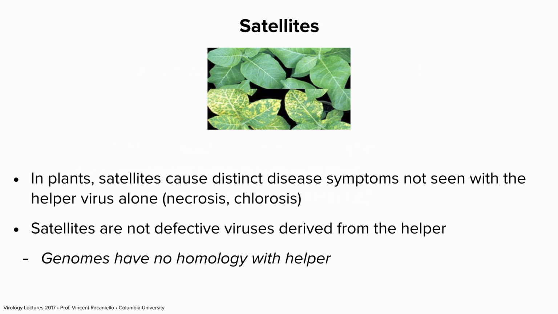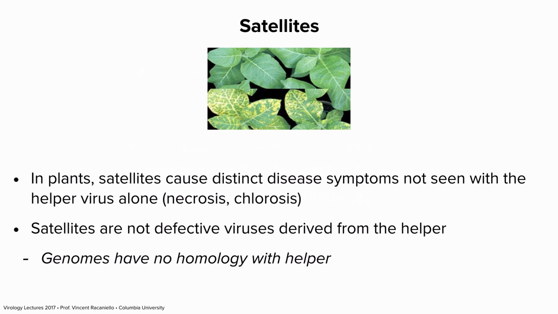Now, there are also satellites of plants. Again, these are satellite viruses that are defective. They need another virus to complement them, and so they can encode their own capsids or be packaged in the host. These cause distinct disease symptoms that are not seen with the helper virus alone. So the helper virus alone in the plant causes one kind of disease. With the satellite virus and the helper together, you get a different disease symptom.